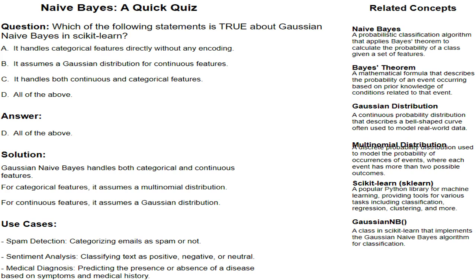Medical diagnosis: predicting the presence or absence of a disease based on symptoms and medical history. Naive Bayes can be used to predict the likelihood of a disease based on a patient's symptoms, medical history, and other relevant factors. It can help doctors make informed diagnoses and recommend appropriate treatment plans.